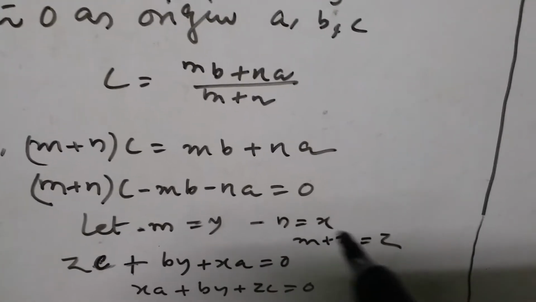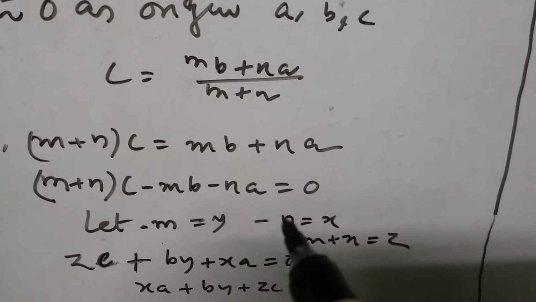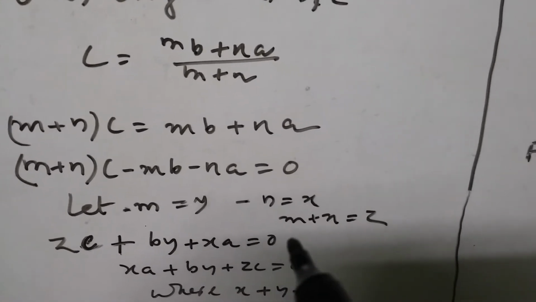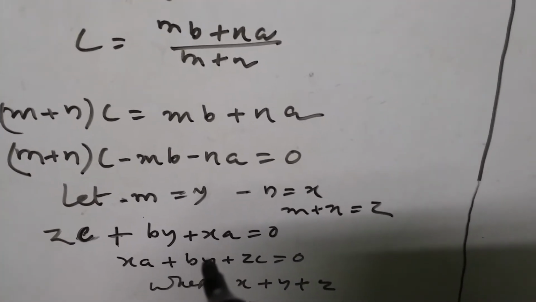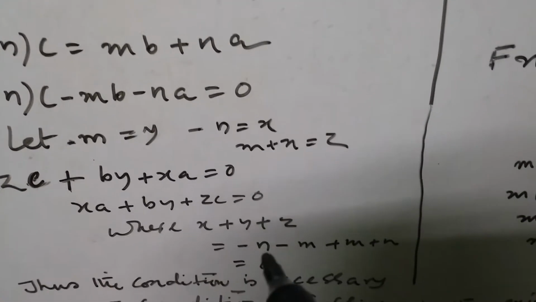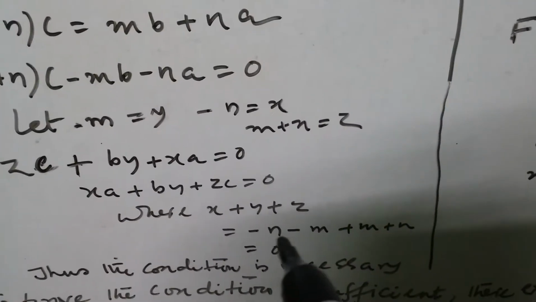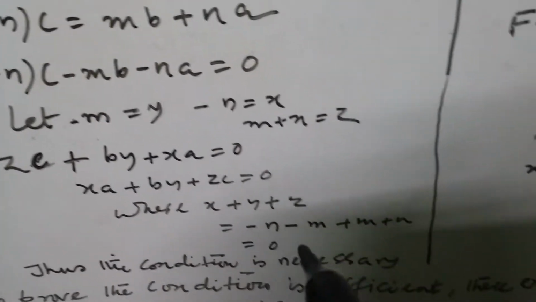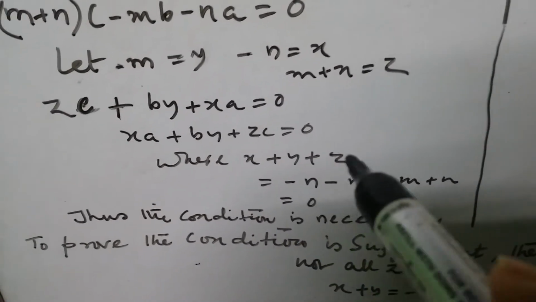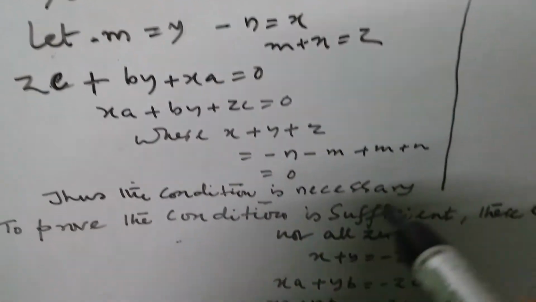M plus N equal to Z, and let minus M equal to Y, let minus N equal to X, then XA plus YB plus ZC equal to 0. It means XA plus YB plus ZC equal to 0 where X plus Y plus Z equal to 0. Put the value of X, you consider X equal to minus N, you consider Y equal to minus M, you consider Z equal to M plus N. From this X plus Y plus Z equal to 0. Thus the condition is necessary, X plus Y plus Z equal to 0.